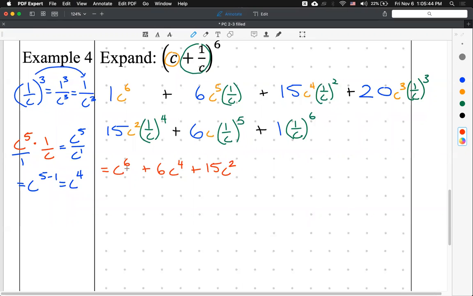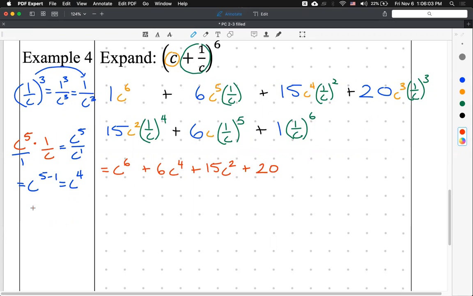But there is a pattern. It goes 6, then 4, then 2. You can probably take a guess what the next power is going to be. If you said 0, you are correct. I'll show you why. So this next one, I have plus 20 c to the power of 3 divided by, or I guess times 1 over c to the power of 3. So again, it's going to be plus 20.